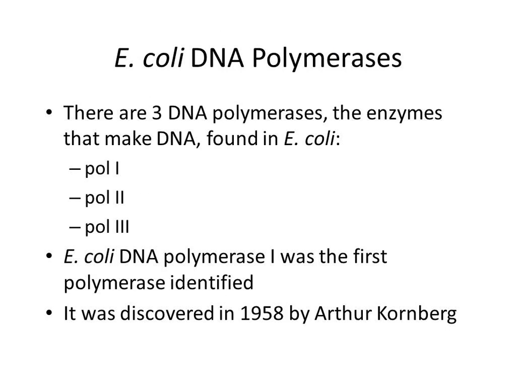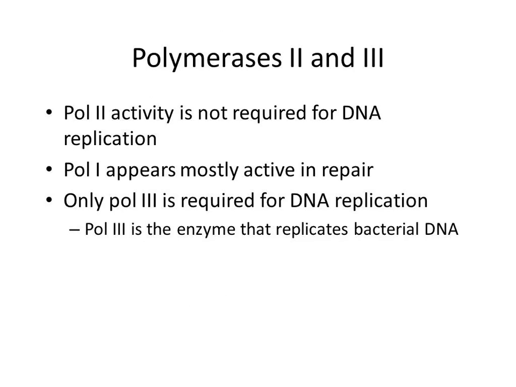After analyzing and discovering polymerases in E. coli, they discovered that there are actually 3 different types in E. coli, which seems to be true for most prokaryotes, and in fact polymerase 1 was the first discovered. However, DNA polymerase 3 is the polymerase that's important for replication of the leading and the lagging strands, so replication of the new DNA. Pol2 activity is not required for DNA replication, and Pol1, DNA polymerase 1, appears mostly active in DNA repair.